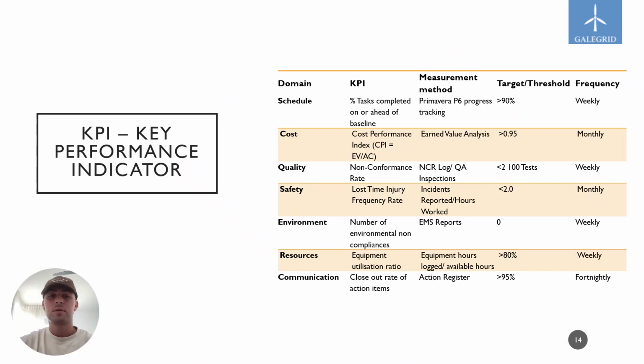Monitoring and control ensures that the Capital Wind Farm foundations are delivered safely, on schedule and within budget. GaleGrid uses an integrated system that tracks schedule, cost, quality and safety environmental performance. Key performance indicators guide this process, maintaining a schedule performance index above 0.9, cost variance below 2%, and zero environmental non-compliances. Data from site engineers is fed into Power BI and Primavera P6 daily, giving the project leaders real-time visibility to address issues before they affect delivery.